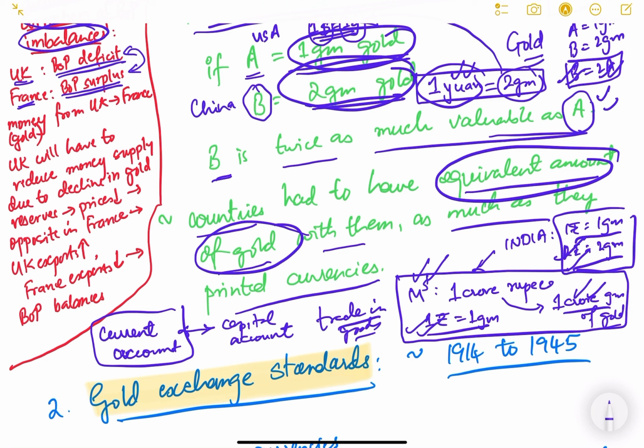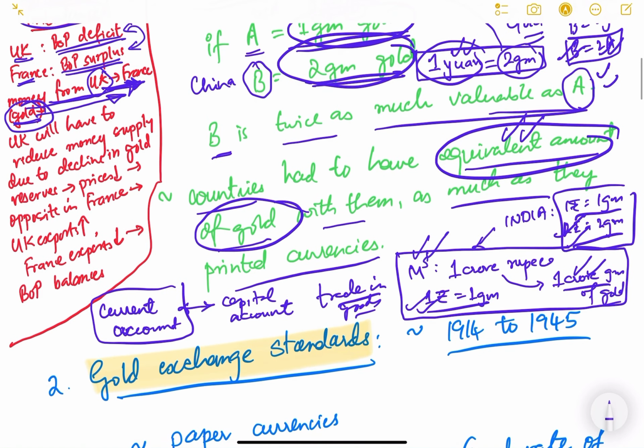So basically if UK is facing a balance of payment deficit, it means what? It means that UK people are importing more from France than the France people are importing from UK. So money is basically going out from UK to France, right? If money is going out of UK to France, it means that gold is going out, because as I told you, there should be an equivalent amount of gold in the country as much as money is there. So if there is any net outflow of money from UK to France, it means that there is a gold outflow from UK to France.